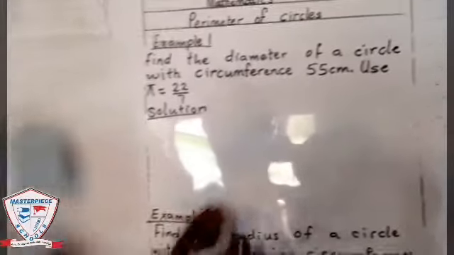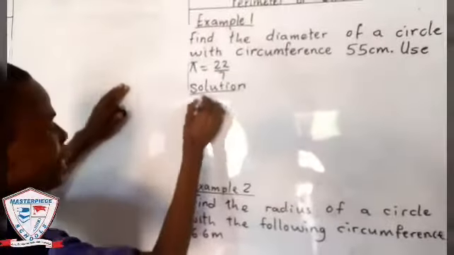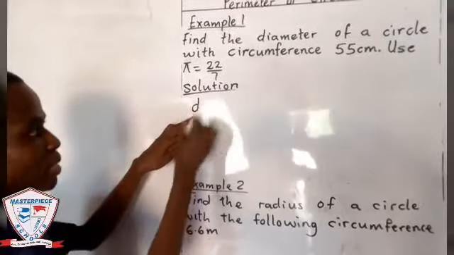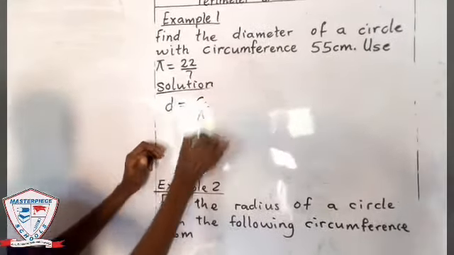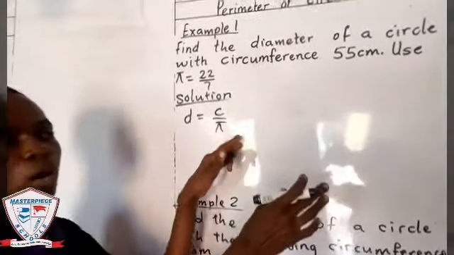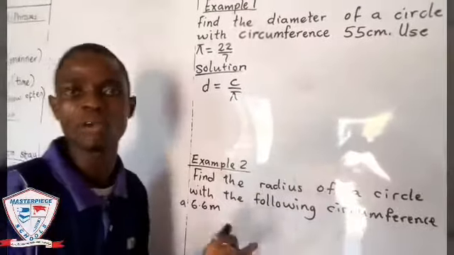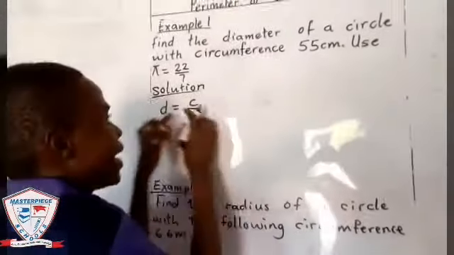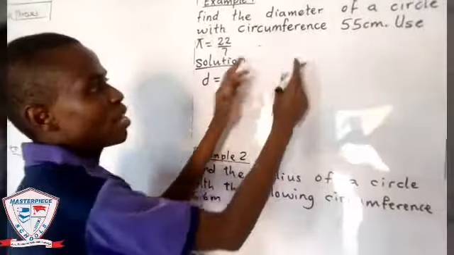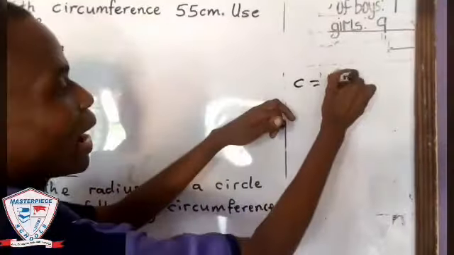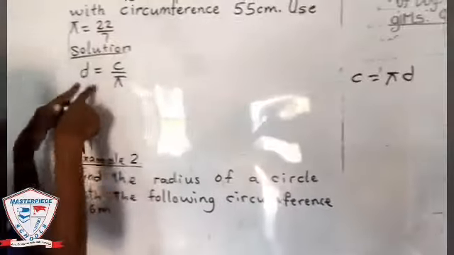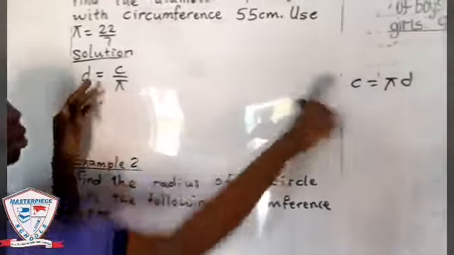The formula you are going to use for this is D, which is diameter, equals C over pi. I showed you this when we were finding radius last week. Don't forget, the formula for finding circumference of a circle with diameter is C equals pi d. So how did they get this formula? That's what I want to show you here.